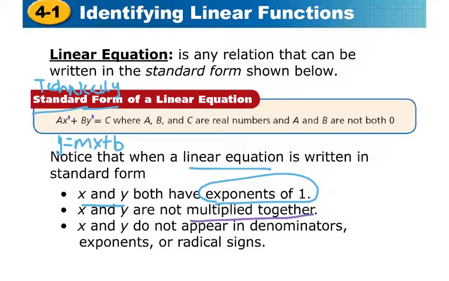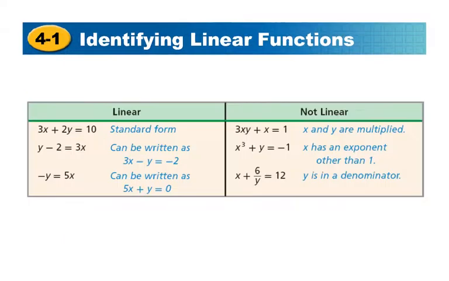And x and y do not appear as denominators, so we definitely can't have it in a denominator. There's no exponents, and there's no radicals, meaning square root signs. So if we see any of those issues, they're definitely not going to be linear. And then, of course, if we see that it's a power of 1, that is what we want. So let's go ahead and identify a few of these.